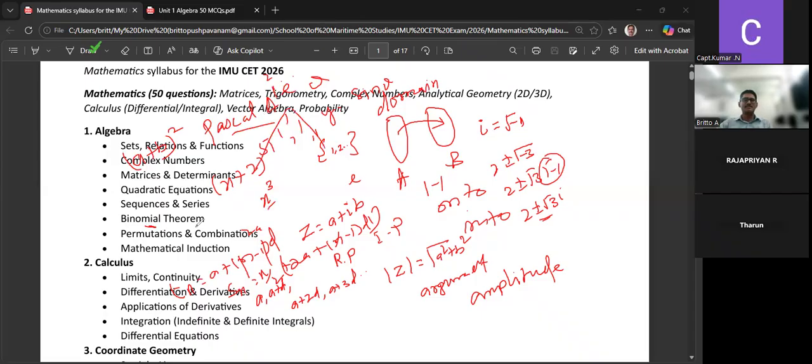Then last one, permutation and combination, also comes under algebra. Permutation means arrangement. Combination means selection, right? Suppose you have three people, you have to arrange the three people in an order, or you have three books, you have to arrange the three books in an order. How many ways can you arrange the three books in an order?